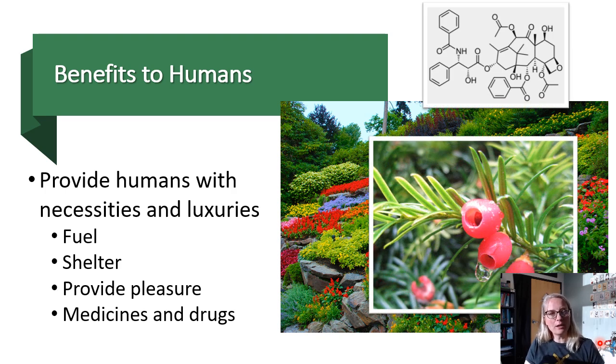And then lastly, a lot of our medicines and drugs actually come from plants, angiosperms in this case, or gymnosperms. This is an example of what's called a yew plant, Y-E-W, and it produces a drug called Taxol, which has been found to be a really successful anti-cancer drug. So in its first discovery, it was a big deal in helping to treat breast cancer specifically. So we can get fuel, shelter, pleasure from these plants, and also they can help save our lives by producing medicines and drugs.